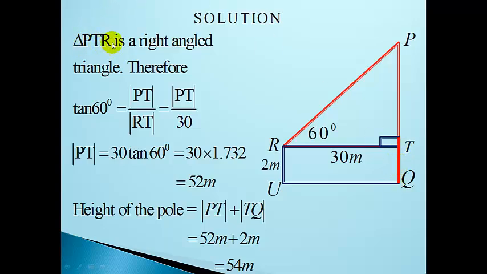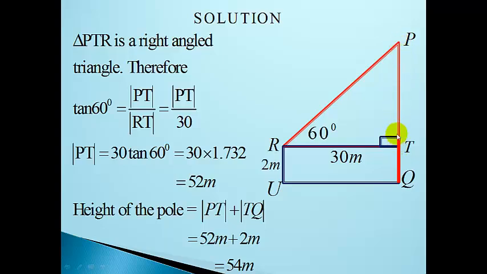Now, triangle PTR is a right angle triangle. This is a 90 degrees angle, and this is an acute angle. We are searching for the length PT. When we get PT, we can add it to TQ, because we know that TQ is equal to RU, that is 2.